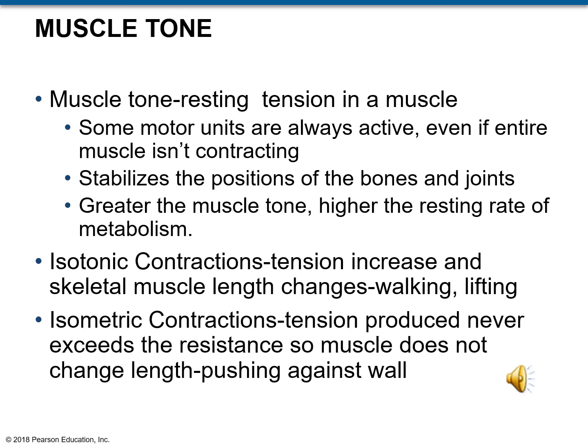There are 2 types of contractions, isotonic and isometric. An isotonic contraction is what you think of when you're doing a muscle contraction, where the tension increases and the skeletal muscle length changes. So when you're walking or lifting things, you're doing isotonic contractions. An isometric contraction, and that means equal size, the tension is produced, but it's never enough to exceed the resistance of whatever it is you're trying to do, so the muscle doesn't change length. So if you're trying to push the wall down, you can't move it. You still can feel your muscles contracting, but they're not getting smaller.